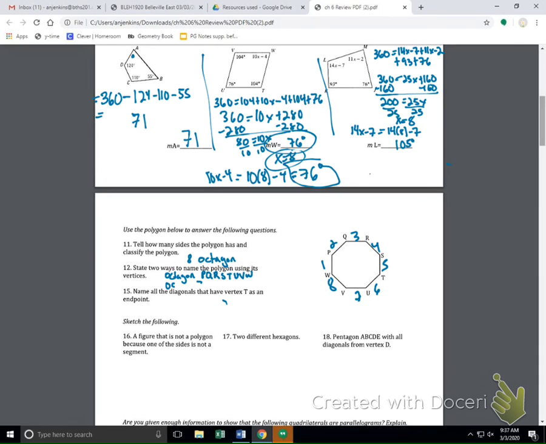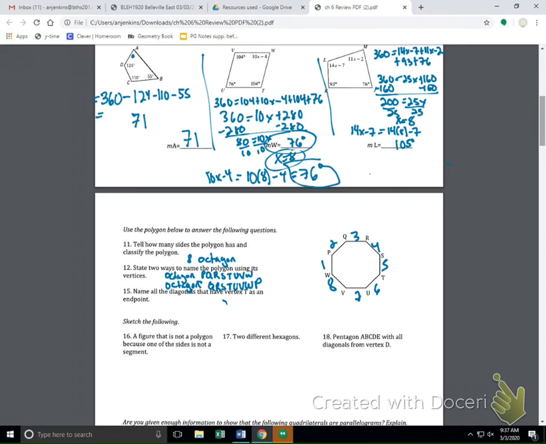And then it says name it 2 ways. So our second way would be octagon, and then any arrangement of those letters that isn't the same one. Normally we like to go in order still. So I could start at Q, R, S, T, U, V, W, P. Move that P to the end. It's still going in order, but I just rearranged the letters. So it gives you 2 names.